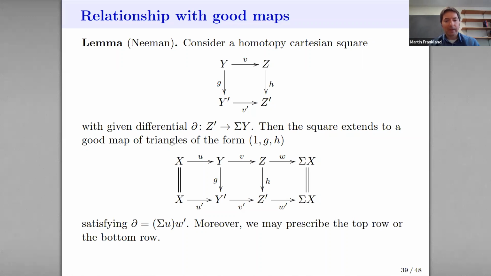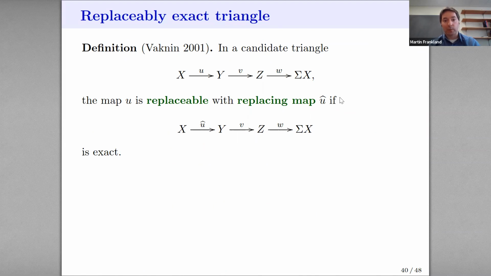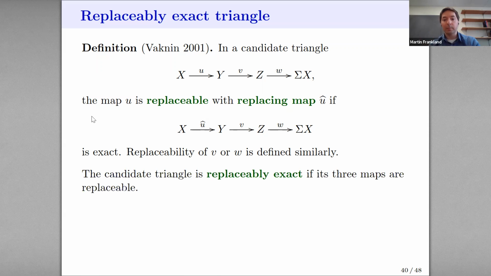That's the issue. Now, what's the precise relationship between good maps of the form 1GH and homotopy Cartesian squares? Can we make that more precise? Why, yes, we can. For that, I need a bit of terminology. So allow me to introduce this terminology that goes back to work of Vaknin. If I have a candidate triangle, by which I mean that the twofold composites are 0 and nothing else, well, maybe you can make it exact by changing one of the maps. If you replace, let's say, the map U, and you can make it exact, then we say that U is replaceable. And maybe you prefer replacing V or W. Well, the definition extends similarly. And if it turns out that you can replace any of the three maps, so all three, then we say that the candidate triangle is replaceably exact.